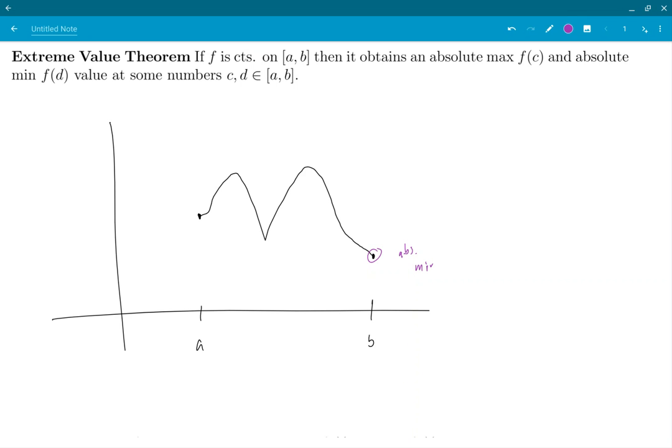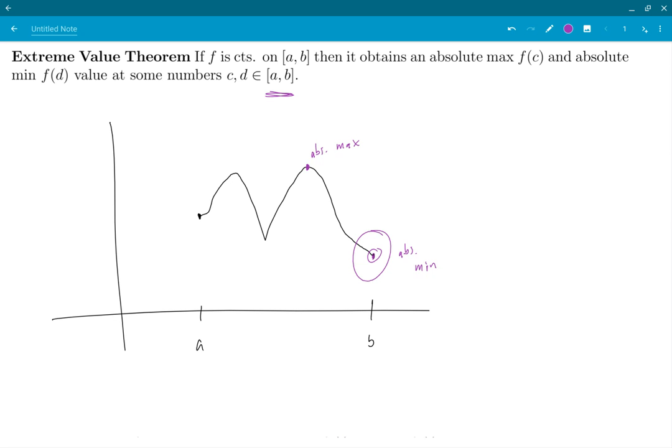Okay, so what this theorem is saying is that the absolute min and the absolute max are going to be achieved by the function. The function is actually going to hit its absolute max, and it's actually going to hit its absolute min on the closed interval. Okay, it may happen at an endpoint. Okay, you may have an abs min or an abs max at an endpoint, but it's going to happen.